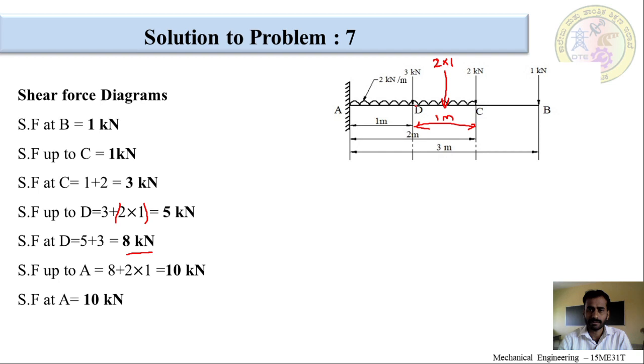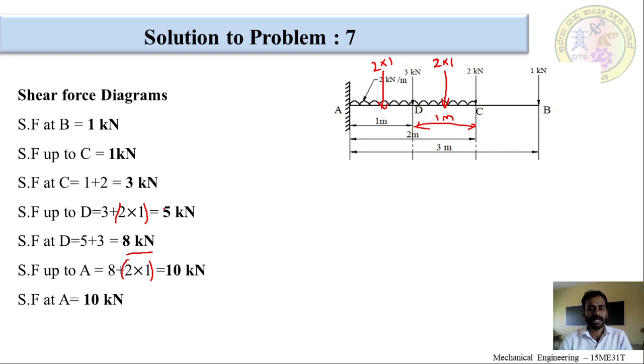Now, from D to A, what is shear force up to A? Up to A, again we have to consider this UDL, that is, replace it with an equivalent point load, which is 2 kilonewton per meter into the distance from D to A. D to A is again 1 meter. So, 8 plus 2 into 1, this is the load which is an equivalent of the UDL. So, 8 plus 2, which is equal to 10 kilonewtons, and the shear force at A is also the same, 10 kilonewtons.